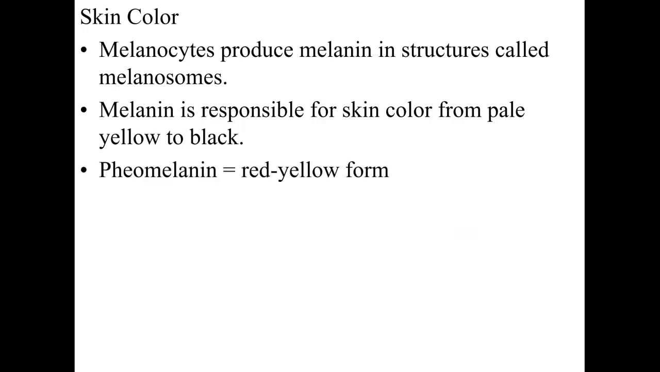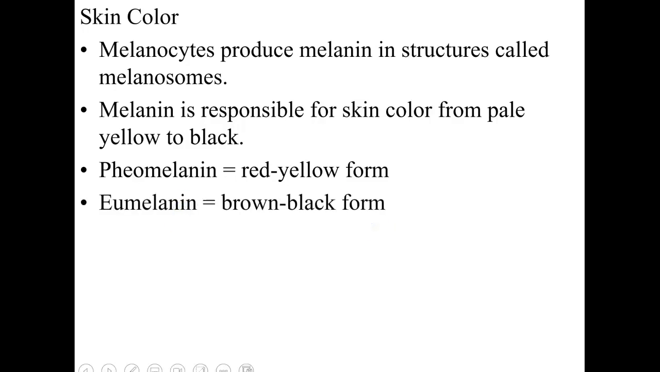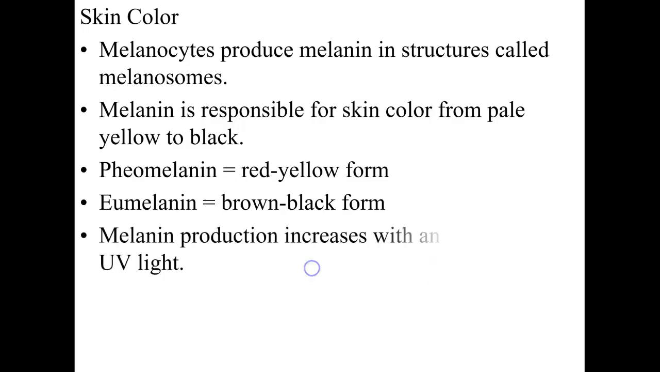You have what's referred to as pheomelanin. That's going to give skin a red to yellowish form of melanin. You can have what's called eumelanin, and that's going to go from a brown to a black form of melanin. So depending on your genetic makeup depends on which type of melanin that you inherited and what shows in your skin.